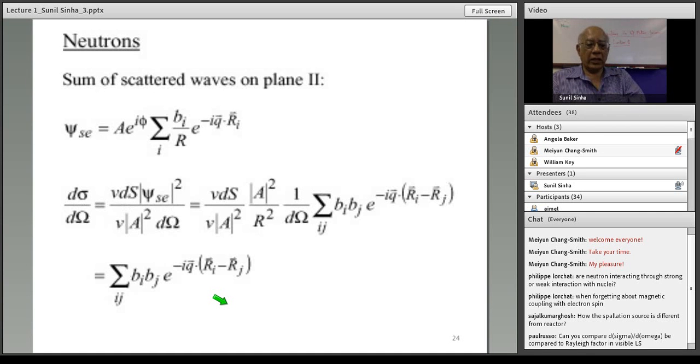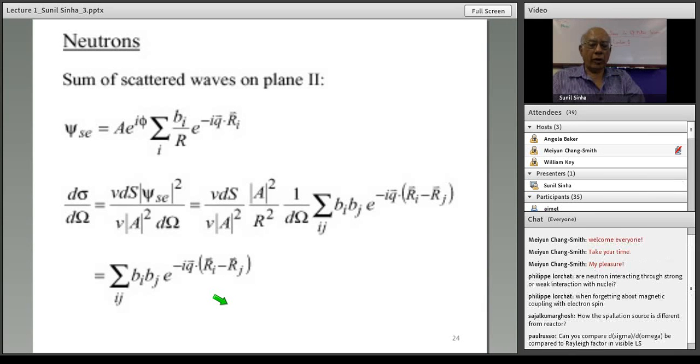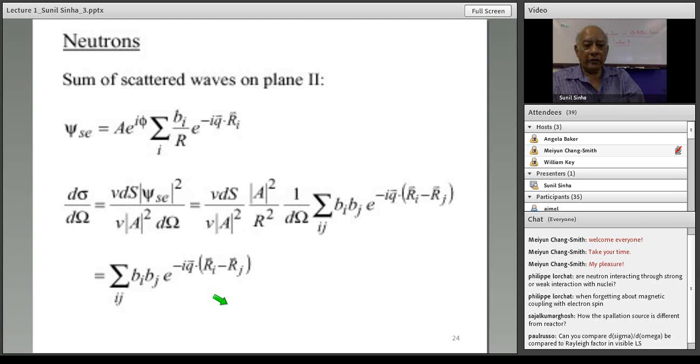Okay. Now, as I said, you have to add up these waves at the detector, which I call plane 2, from all the atoms which are scattering. Let's go back here for a second. This is Q. So it's e to the minus iQ dot ri, where ri is the position of that particular nucleus relative to the origin, times bi over r, which is the amplitude of that wavelet from that nucleus, which I call nucleus i, with the phase of the reference wave, which is going from some arbitrary origin in the atom, and the amplitude of the incident beam, A. So this is the total scattered wave function at the detector, and this is summed over all nuclei in the system with these phase factors here.